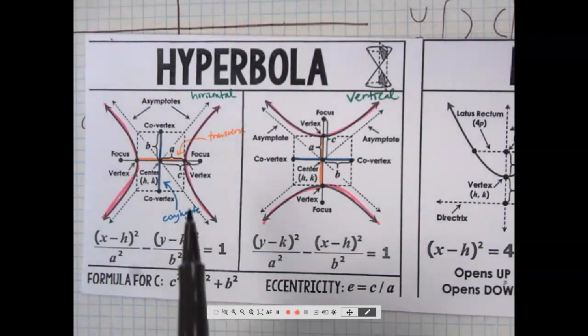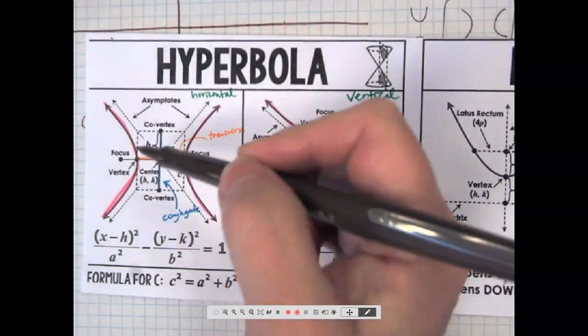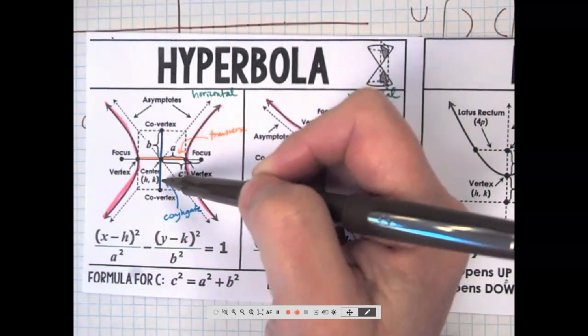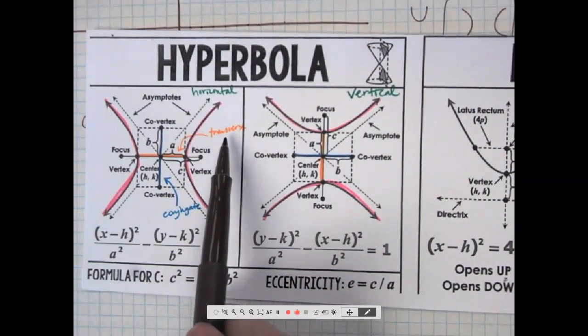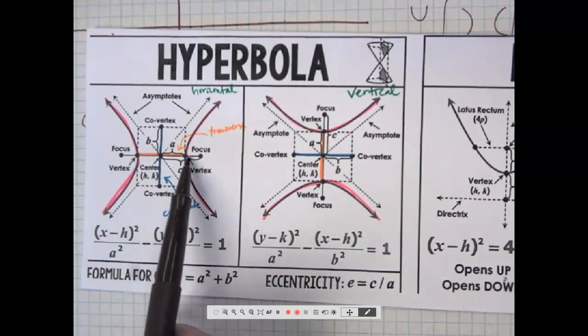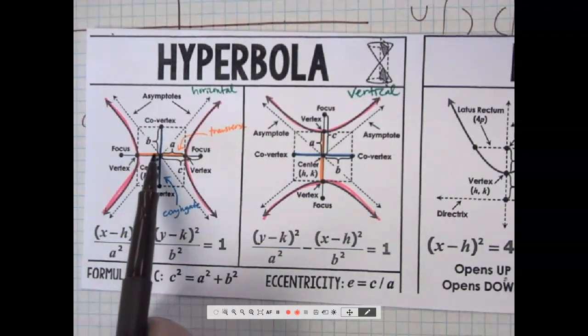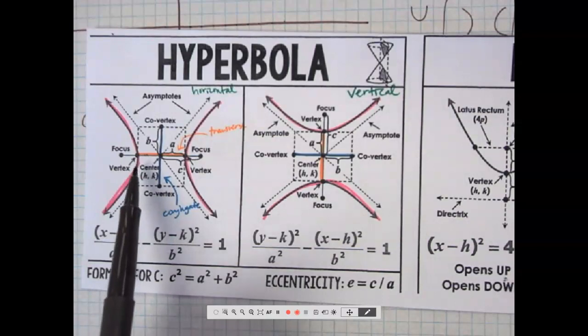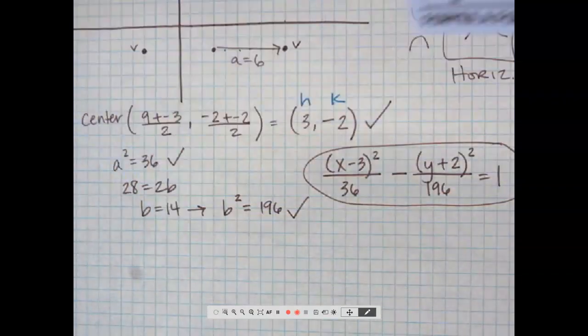Okay. Conjugate axis runs between covertices. So its length is B plus B or 2B. But the transverse axis runs between vertices, which would be plural. So it's A plus A or 2A length. So if you're given those, that's given to you so that you can find A or B. All right, any other questions on number 5?